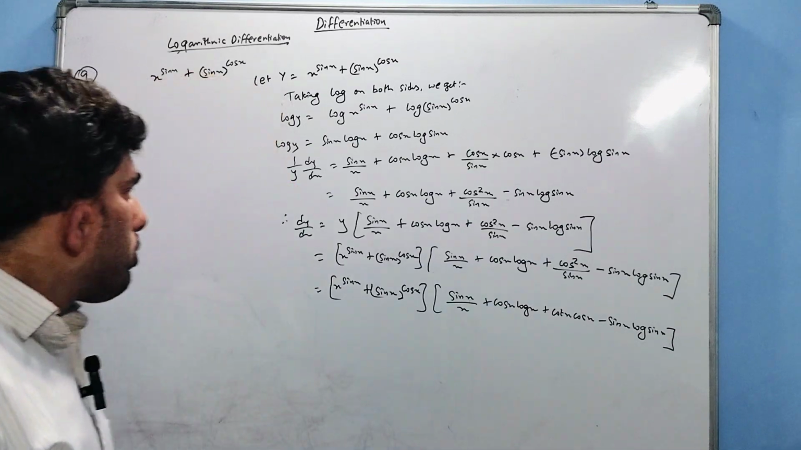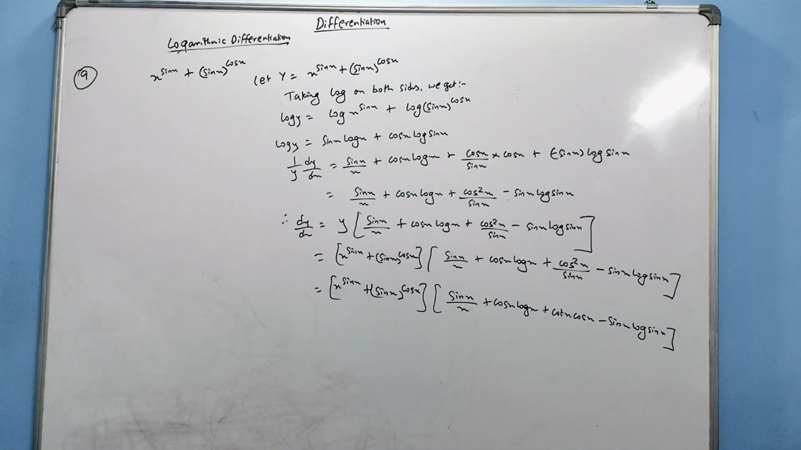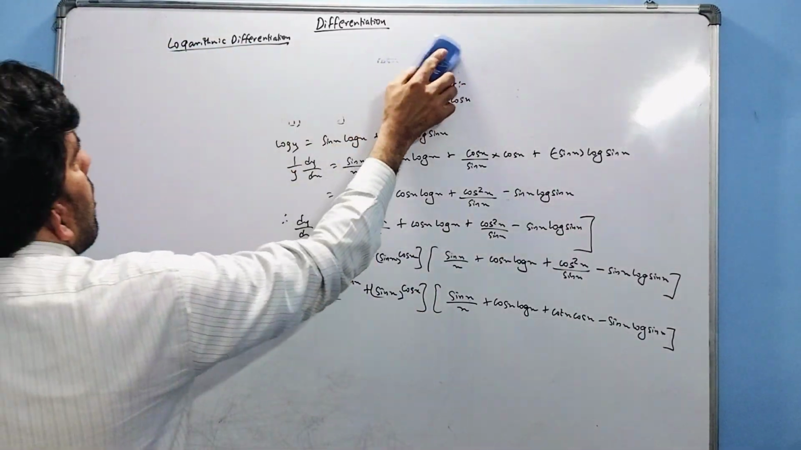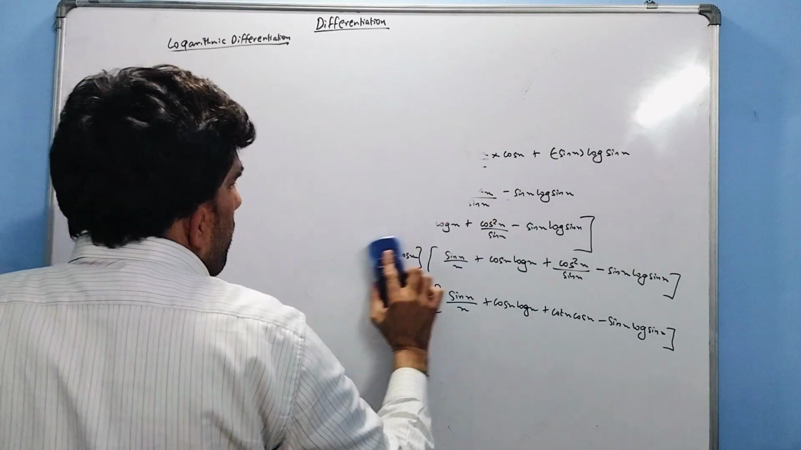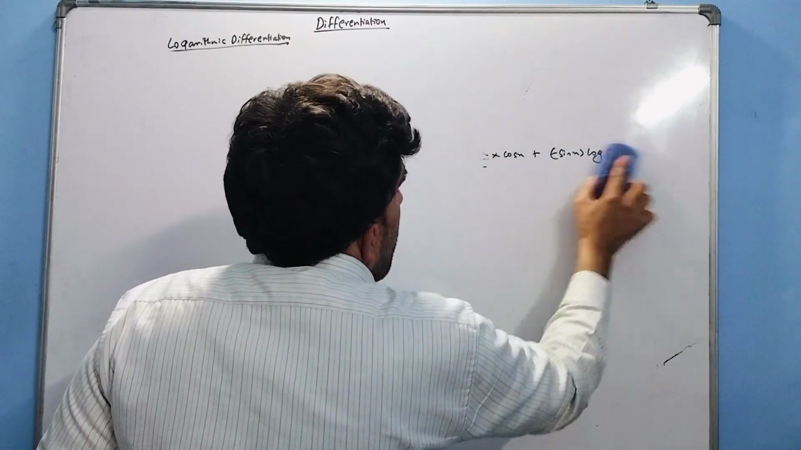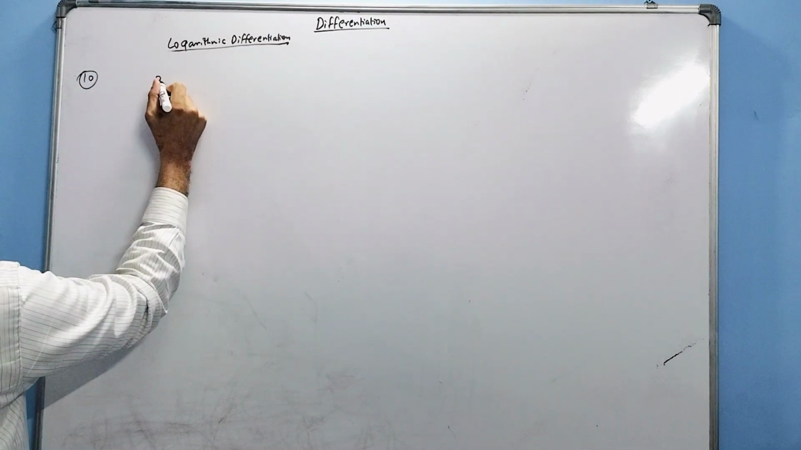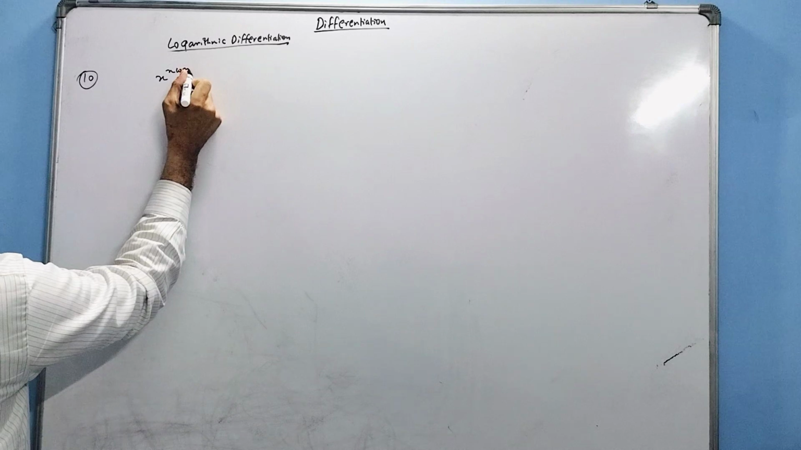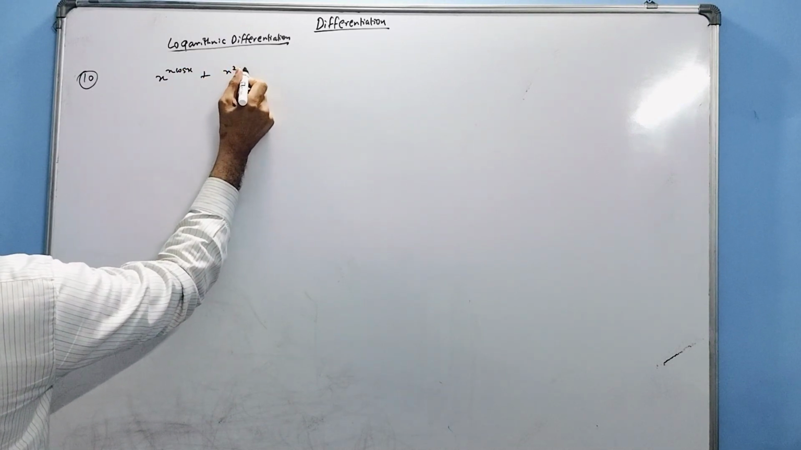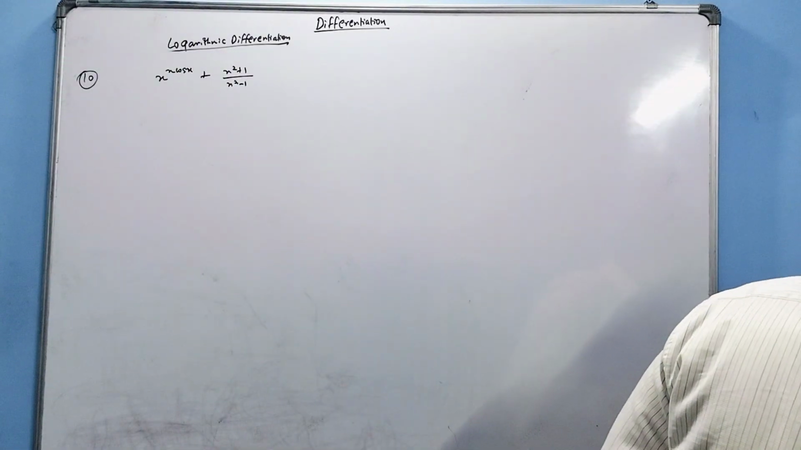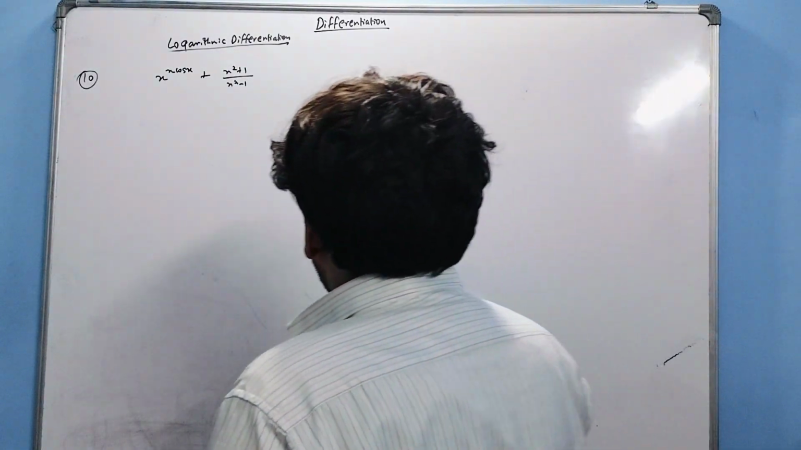So now let's try to solve the next question. Now let's try to solve the 10th question. We have just solved 9, so now we'll try to solve the 10th. The 10th question says x to the power x cos x plus x square plus 1 upon x square minus 1. So we have this question here: x to the power x cos x plus x square plus 1 upon x square minus 1.